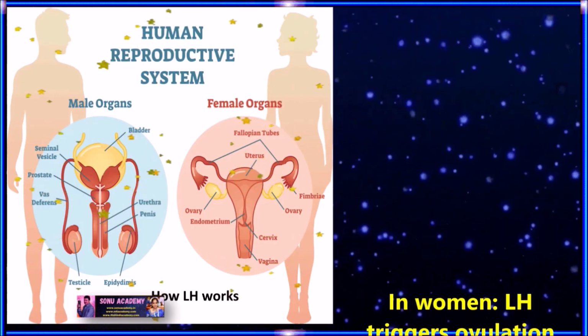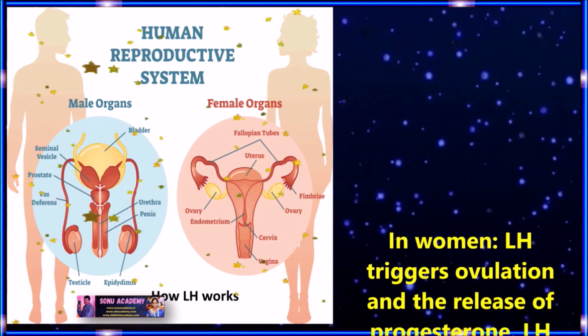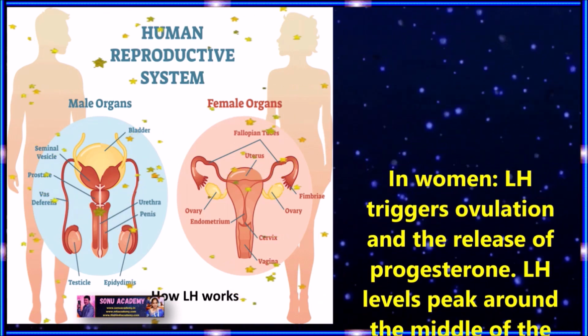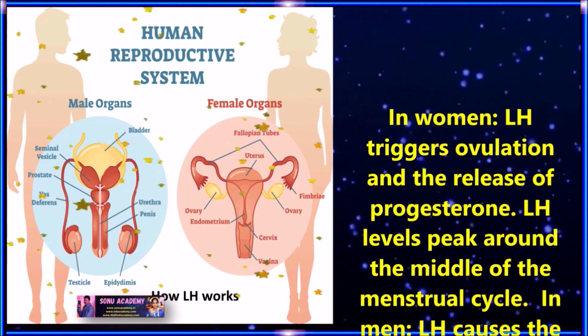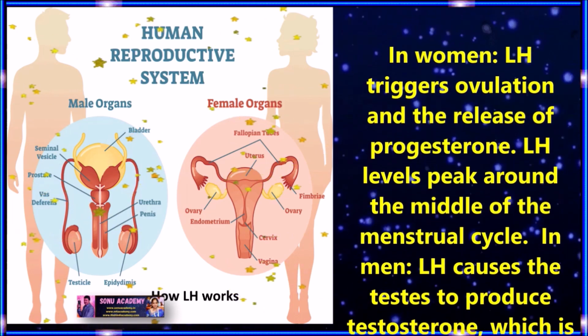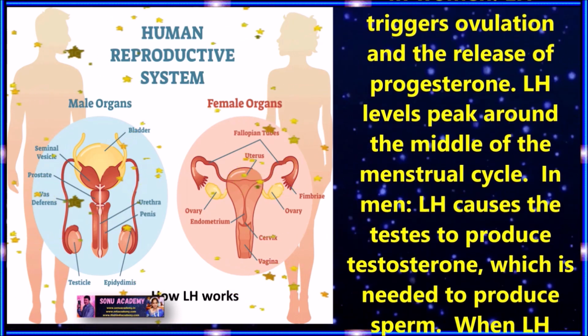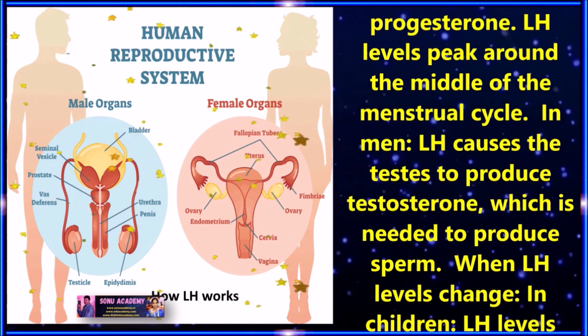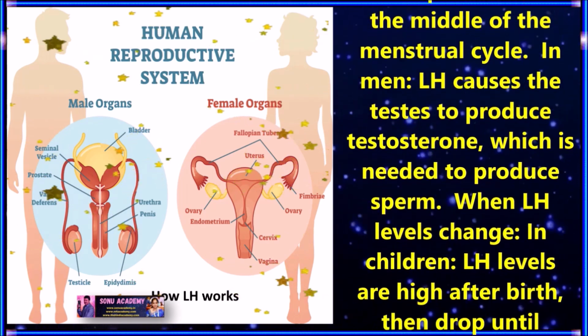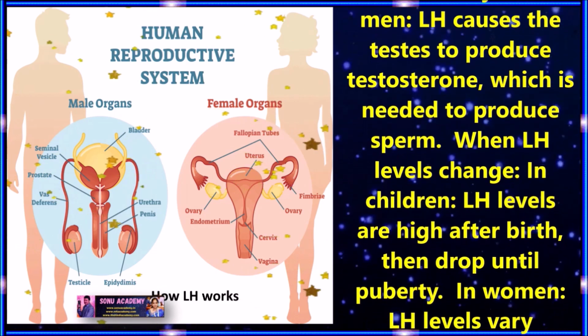Let us see how it works in women. LH triggers ovulation and the release of progesterone. LH levels peak around the middle of the menstruation cycle. In men, LH causes the testes to produce testosterone, which is needed to produce sperm.